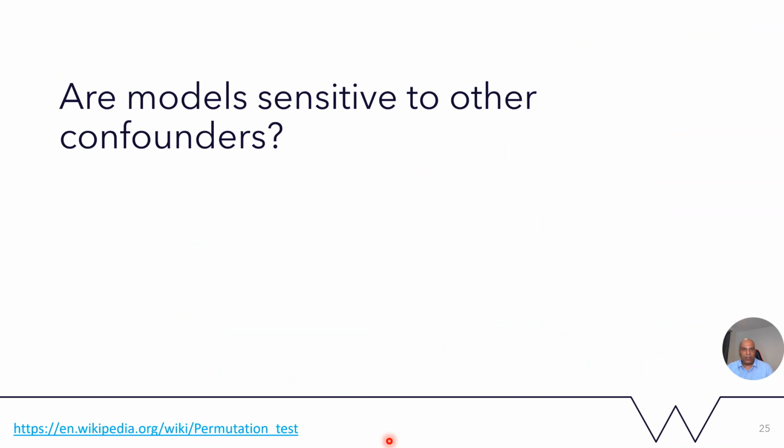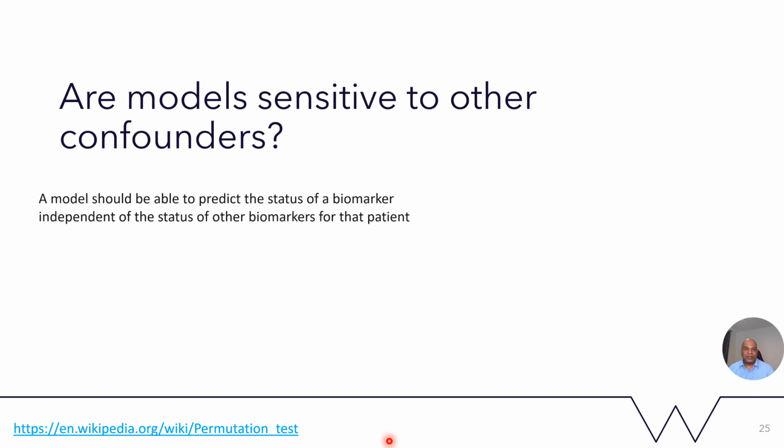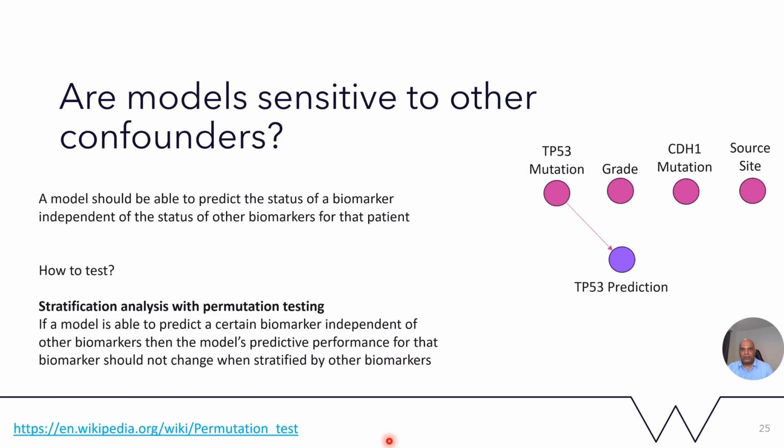Now, the more interesting question is, are models sensitive to other confounders? And the answer is that a model should be able to predict the biomarker status independently of other covariates. So for example, let me switch on to here.